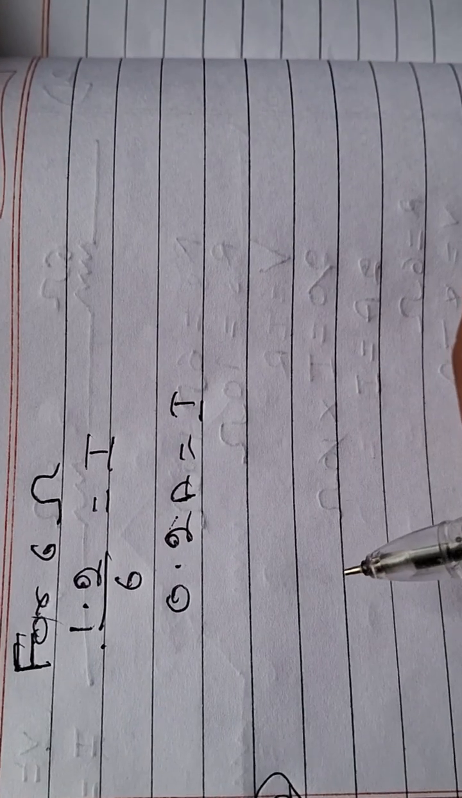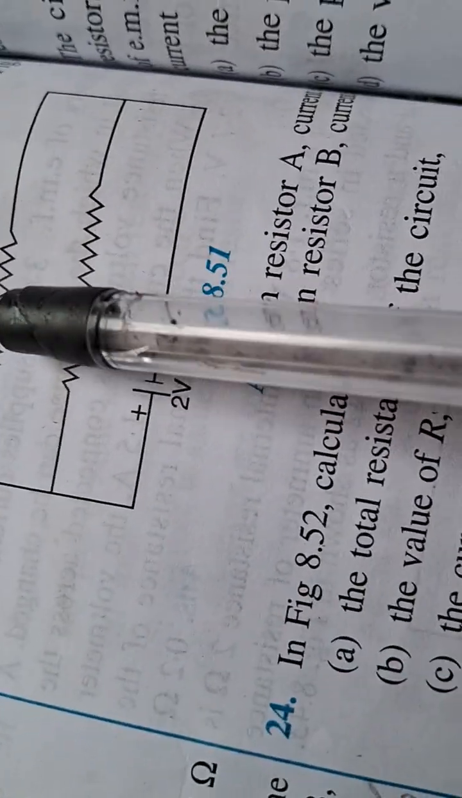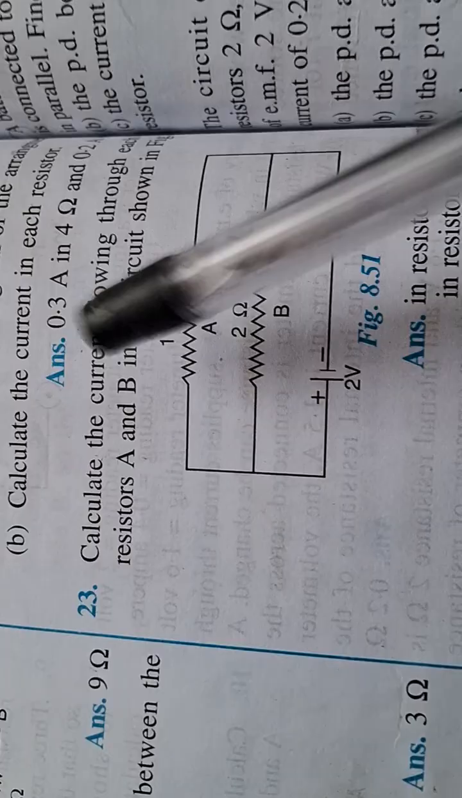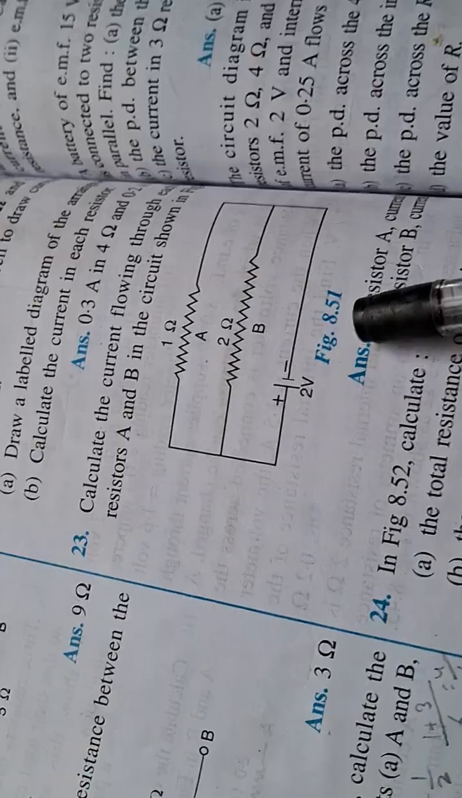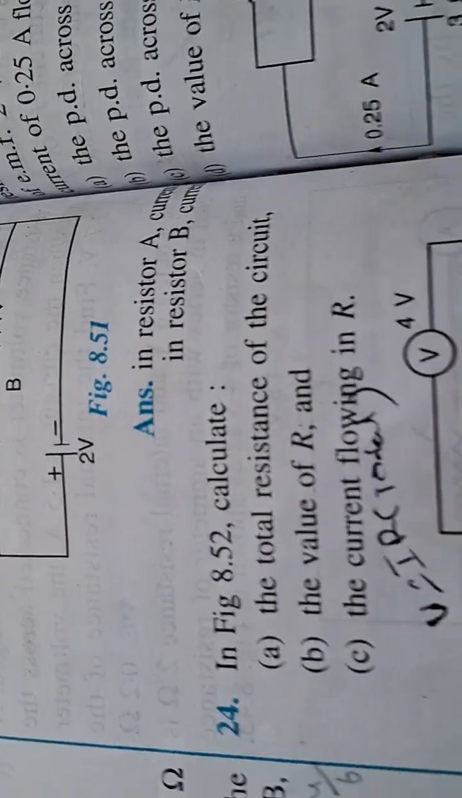So in this question we have one resistance of 1 ohm, another of 2 ohm, and a battery of 2 volt. Now it is asking how much current will flow through the 1 ohm. Similar question: how much will flow? We have a battery of 2 volt. Okay, now let us come to the solution.